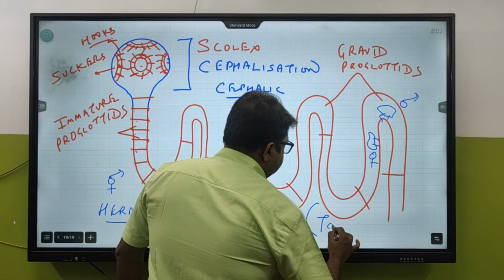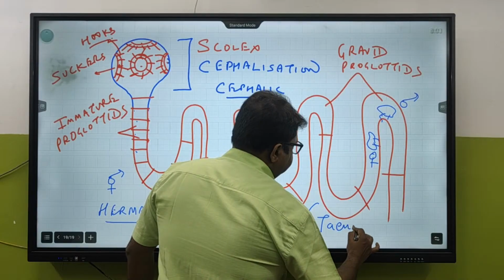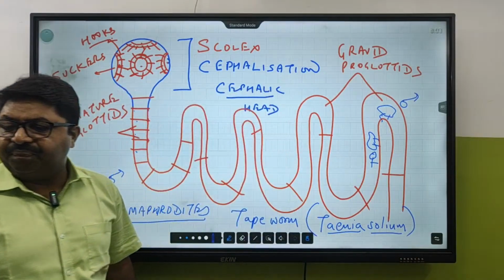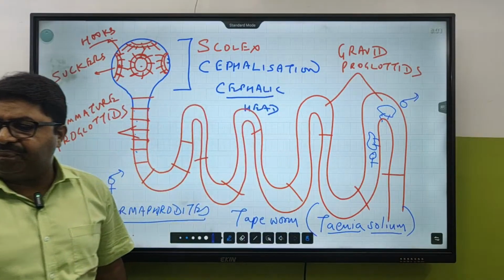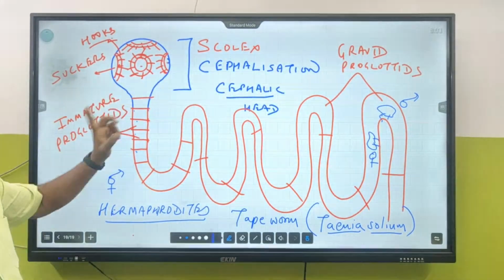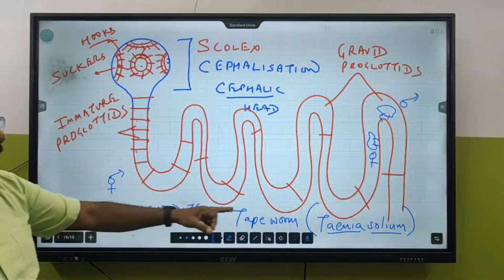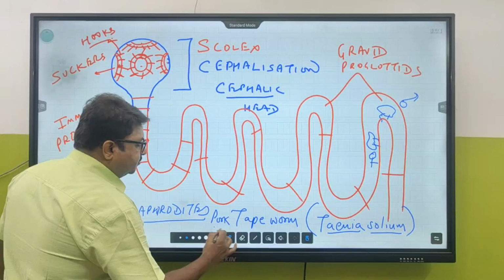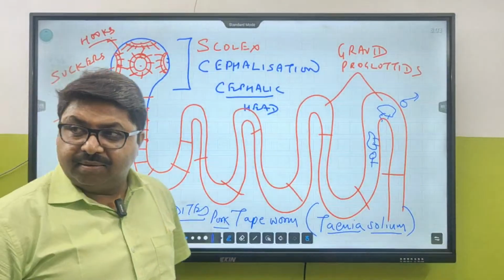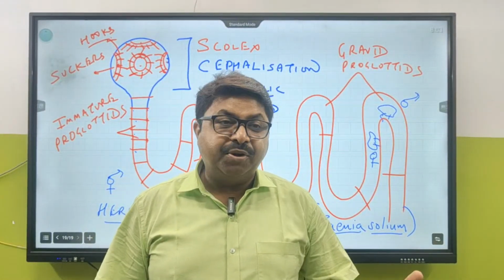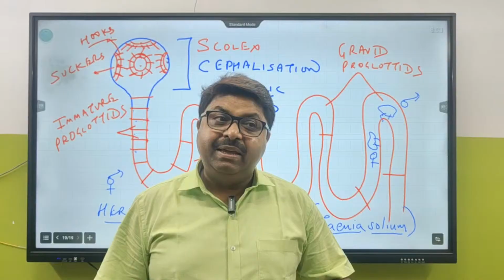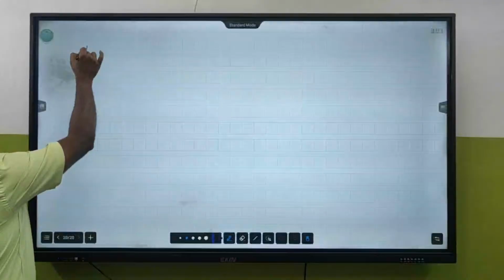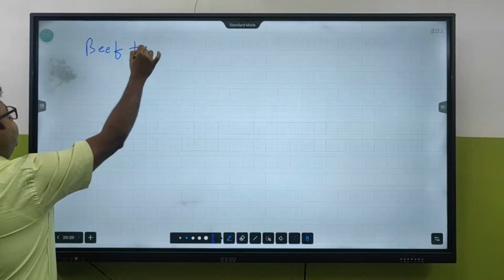The scientific name of tapeworm is Taenia solium. Taenia solium is the scientific name of it. Any issues? Now, see this tapeworm, which is a pork tapeworm. This is called pork tapeworm. What is pork? Pig. Fine. So there's another one called beef tapeworm, called Taenia saginata.